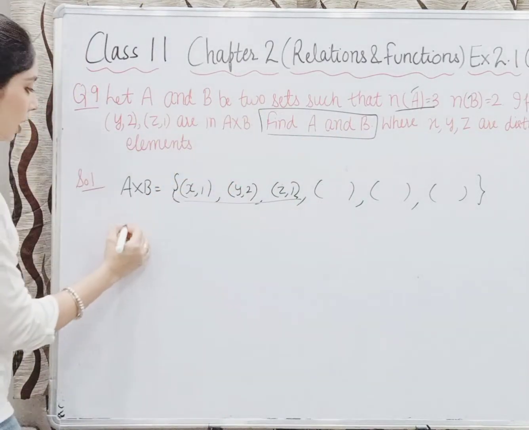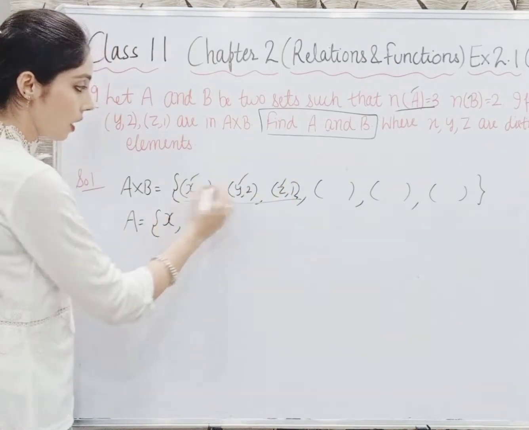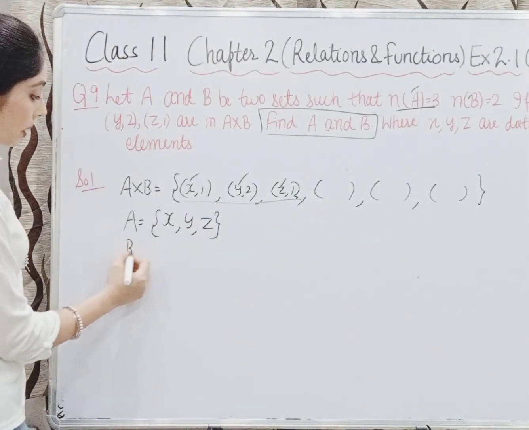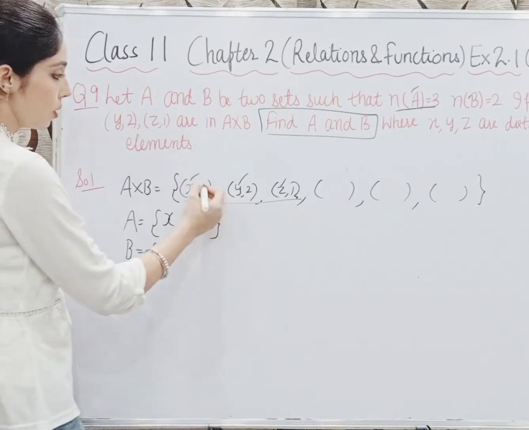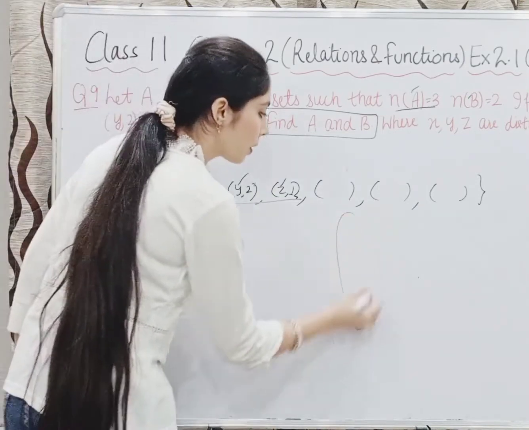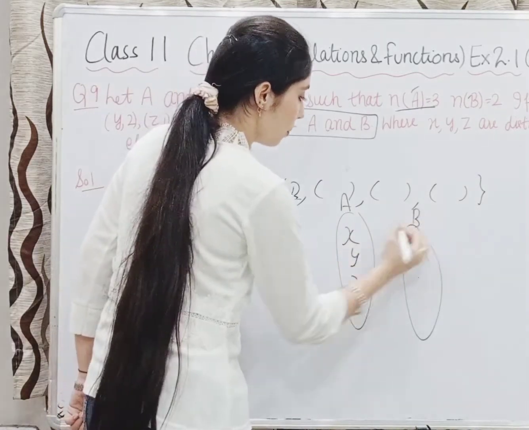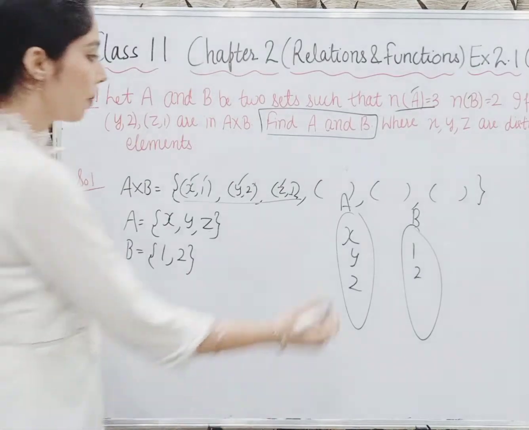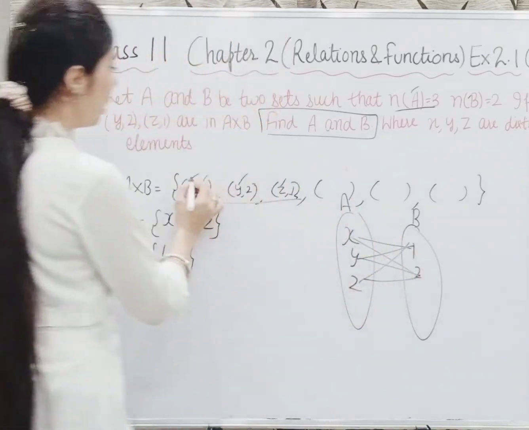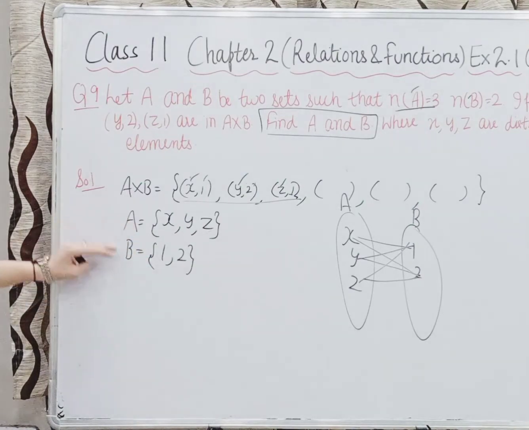Okay, in A we have three elements. So clearly we can observe that in A we have the first components of these ordered pairs. So in A we have three elements x, y, z. In B we have all the second components of the ordered pairs. So these are 1, 2, because here 1 is repeating. So in A we have three elements x, y, z. In B we have two elements 1, 2. Okay, so the ordered pairs will be x1, x2, y1, y2, z1 and z2, out of which three are given. So we can find the elements in A and B.